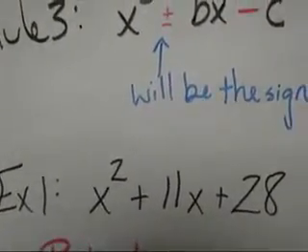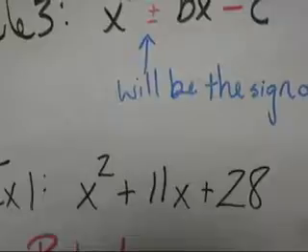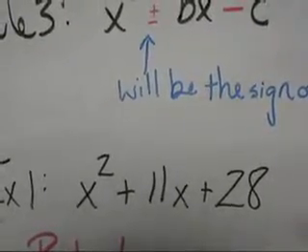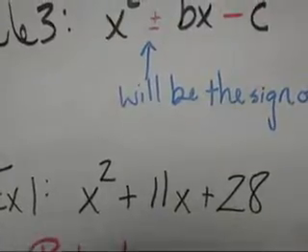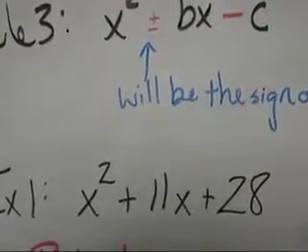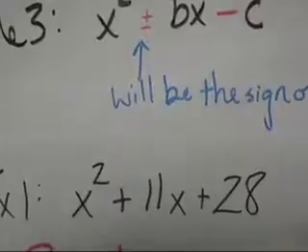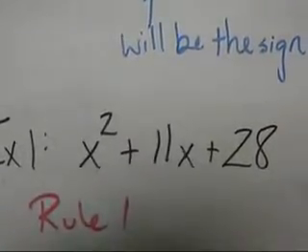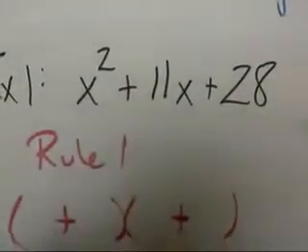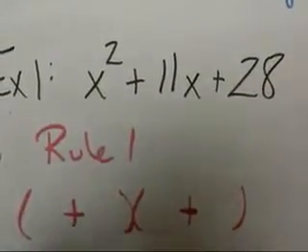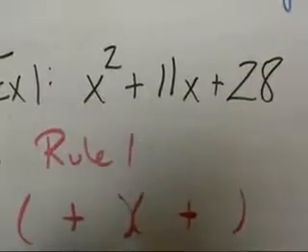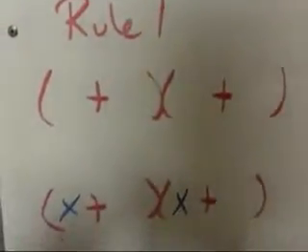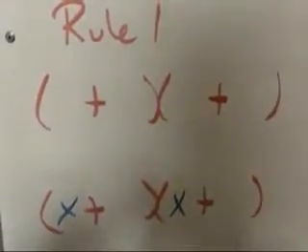Example 1. I have x squared plus 11x plus 28. I can't take out something common. It's not a difference of squares. It's not a perfect square trinomial, so it must be the other type of factoring. Which rule is it? That's right, it's rule 1. Which means I can start by creating two binomials with plus signs in it. What's the only way to multiply and get x squared? Oh yeah, x times x. So the first two terms will both be x's.